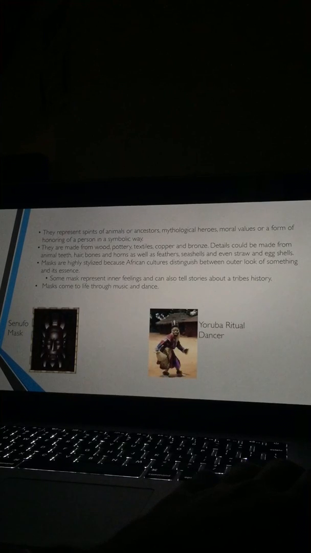Masks represent spirits of animals or ancestors, mythological heroes, moral values, or a form of honoring a person in a symbolic way. They are made from wood, pottery, textiles, copper, and bronze. Details could be made from animal teeth, hair, bones, and horns, as well as feathers, seashells, and even straw and eggshells. Masks are highly stylized because African cultures distinguish between the outer look of something and its essence. Some masks represent inner feelings and can also tell stories about a tribe's history.